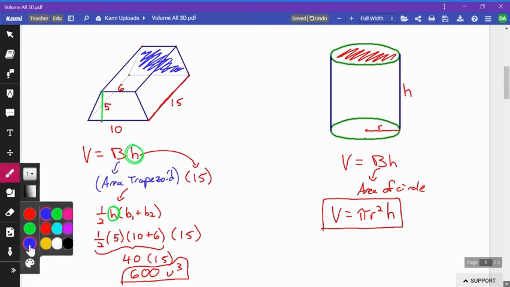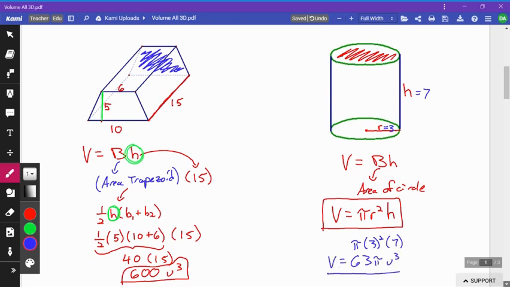So if I were to go through and change some of these numbers, let's make this a 3 and we'll make this a 7. Plugging it in, I get pi times 3 squared times 7, which is going to give me 9 times 7, which is going to be 63 pi units cubed. Now remember, this is my exact answer. And if I wanted the decimal approximation, I would just take 63 times pi, which is 197.9 units cubed.